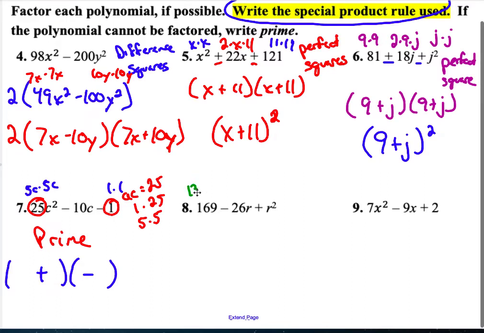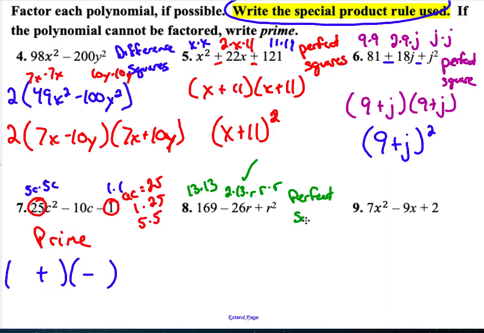All right, let's check the next one. So this one is 13 times 13. This one is r times r. Okay, so that works so far. My middle term, well, that's 2 times 13 times r. So that works. This one can be my perfect square.